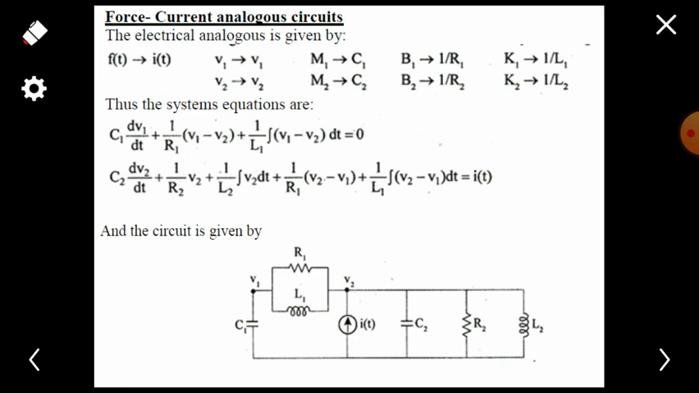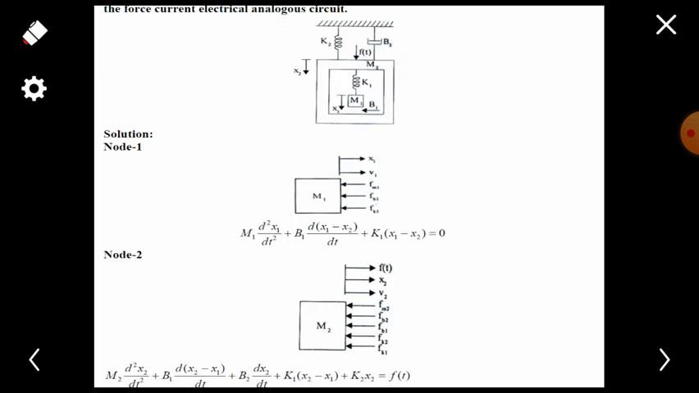For a force current analogous circuit, first we have to change the values in terms of velocity, that is, displacement in terms of velocity. So for that we write m1 into dv1 divided by dt plus b1 into v1 plus k1 into integral of v1 minus v2 dt. And for equation 2 we write m2 into dv2 divided by dt plus b1 into v2 minus v1 plus b2 into v2 plus k1 into integral of v2 minus v1 dt plus k2 into integral of v2 dt equals f of t.